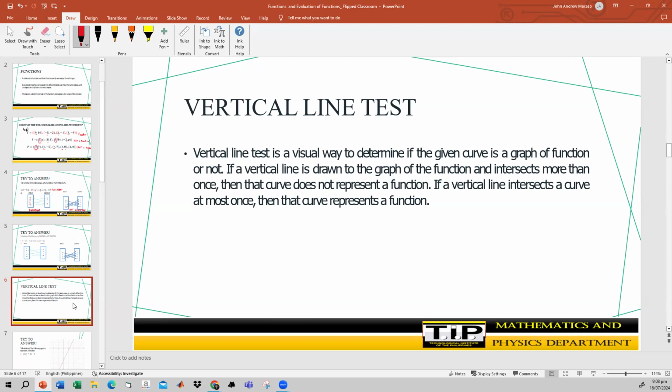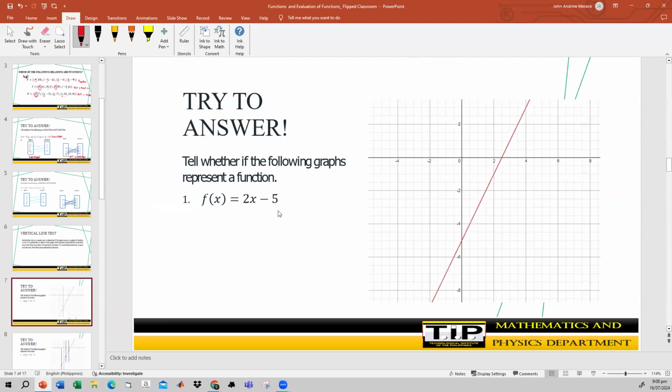So let's try this one. Tell whether the following graphs represent a function. If we have f of x is equal to 2x minus 5, basically it's a graph of a line. This is a linear function, right? If you look at the right side of the screen, you will see this line, and this represents 2x minus 5. So how do we know now if this is a function or not a function?